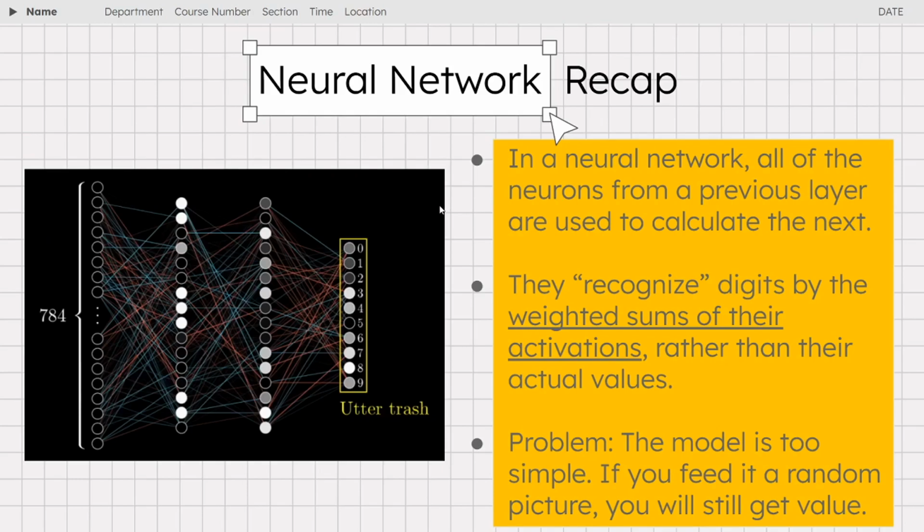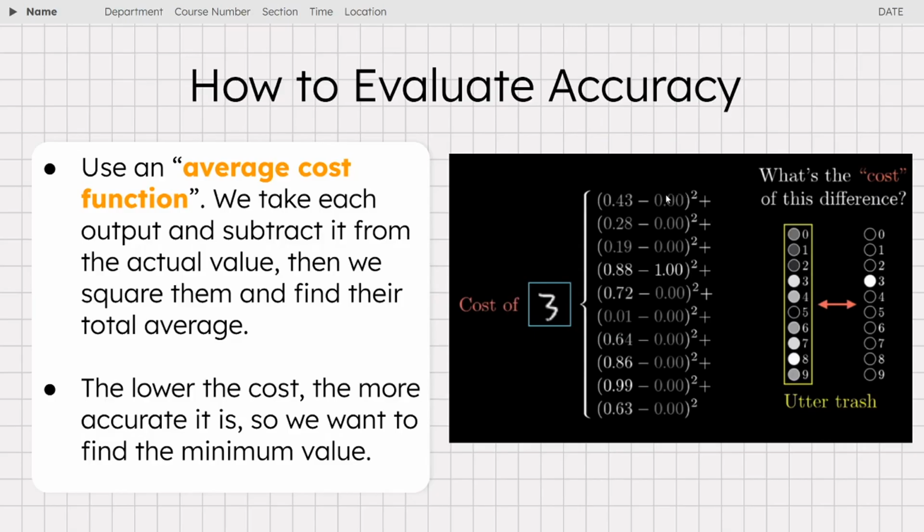So how do we improve the accuracy of this model? Well, we could tell them what to look for. For example, in this example where the handwritten digit is a 3, the 3 neuron should have lit up, so it should have been an entire 1 here. And all of the other neurons should have a 0 because they're not 3. Only 3 should light up.